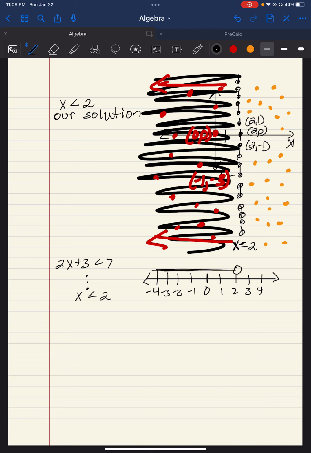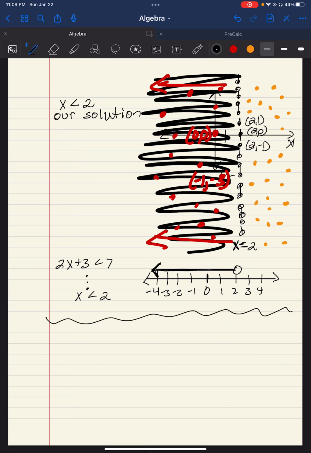Okay? They're headed this way, and you could go on forever in the negative direction as long as the value is less than 2. Right, so that's graphing a solution in one variable.